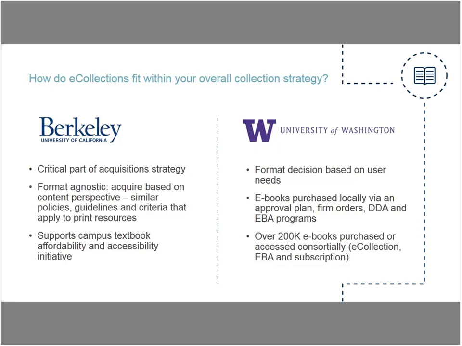So at the UW, we try to buy the format that will best meet our users' needs, and we will acquire both print and electronic for certain titles, so that practice is becoming more limited as budgets get tighter. We acquire ebooks in a variety of ways. We do some local e-collection purchases, but we also have an undergraduate e-preferred approval plan. Of course, we buy ebooks through firm orders. We have a DDA with JSTOR, and we run some evidence-based programs.